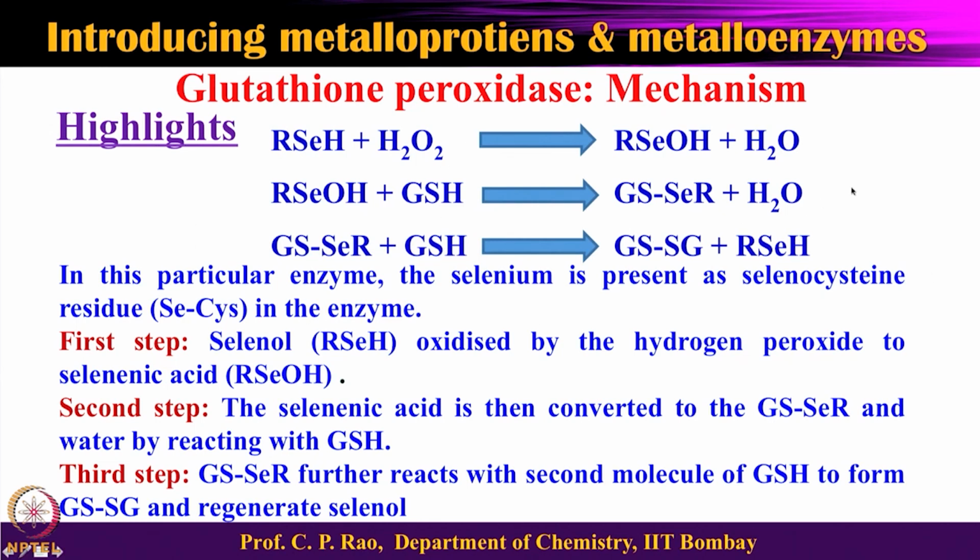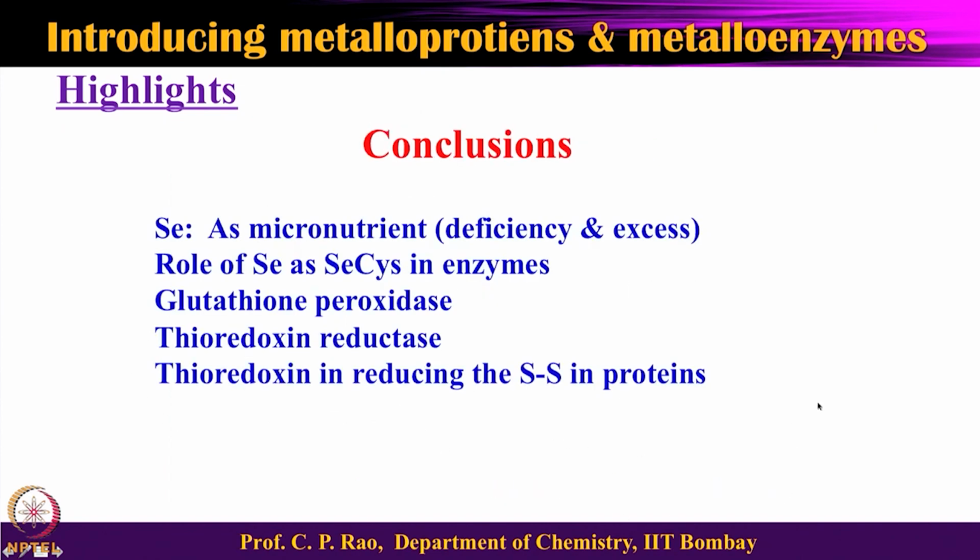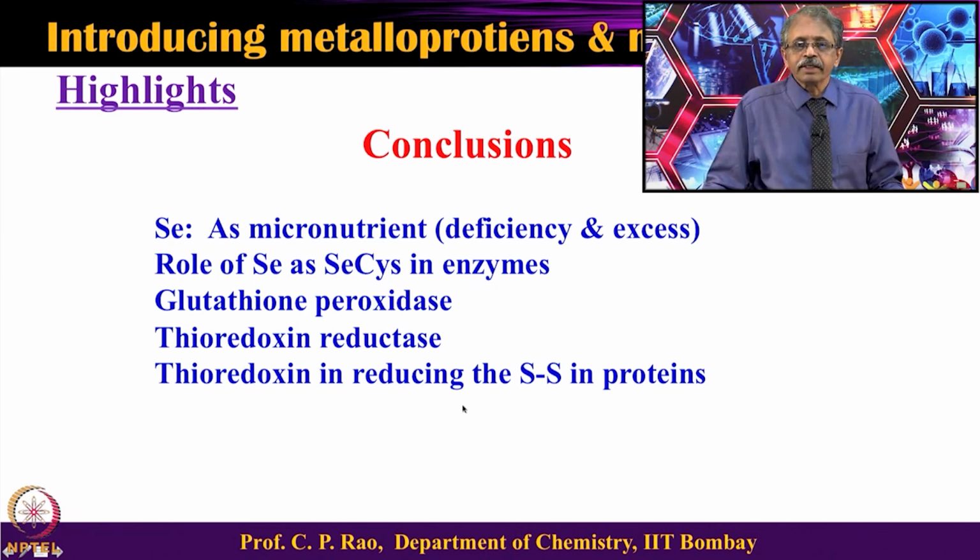So, therefore, in glutathione peroxidase, selenium is involved in all this. As you can see, the NADPH going to NADP plus will generate the reduced glutathione from the oxidized glutathione. This will be acted on by the glutathione peroxidase, and then this will oxidize to that, and in the process the lipid peroxides etc., with the presence of the selenium enzyme, will go into the hydroxy acids and the oxidation of all this. So, glutathione peroxidase contains selenium, a micronutrient. Role of selenium and selenocysteine in enzymes: glutathione peroxidase, thioredoxin reductase, and thioredoxin reducing the S-S in proteins.